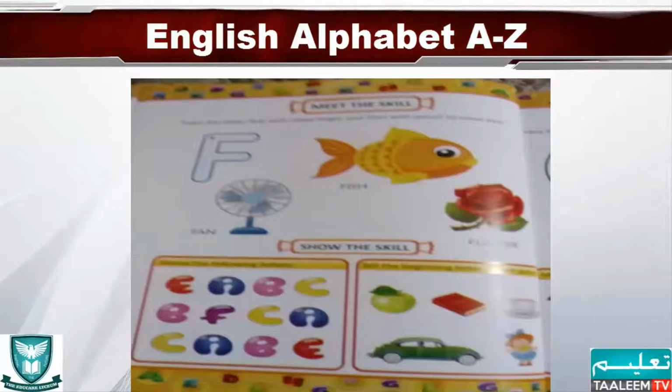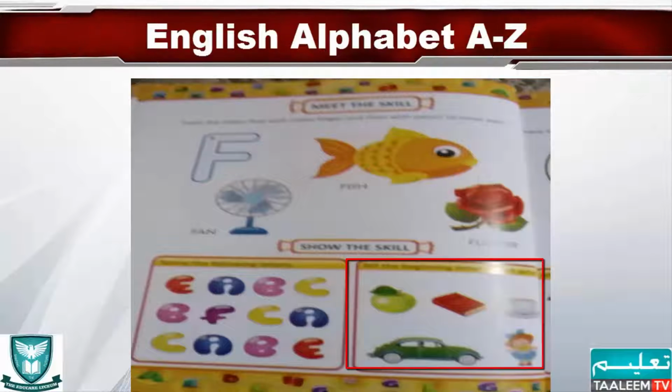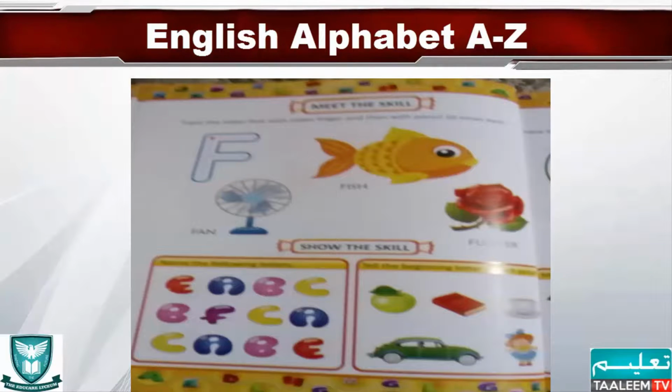Good. Now move on to the next block. You can see different objects in this block and tell us the first beginning letter of each picture. Yes. You can use the sound of the first letter of these pictures starting with, yes, their sounds. Good.